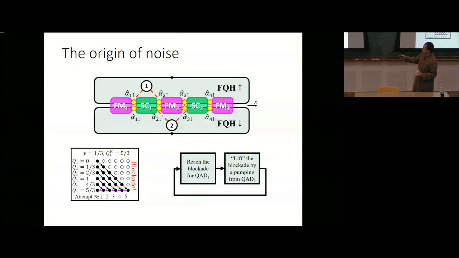I do several pumpings by QED1. I reach the blockade. Then I do a single transfer of a quasi-particle from QED2. I don't really know where it goes, but it has a chance of lifting the blockade. I go back. This is a pumping cycle, and it does produce noise, but I promised you universal noise.